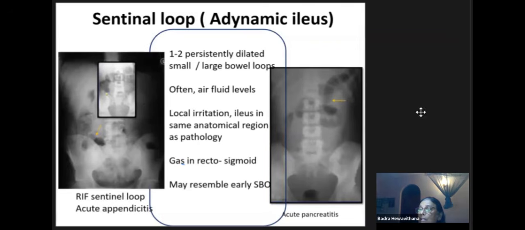As you can see here, I don't know whether it is visible. Sorry about the size of the picture. I put it here because it shows an appendicolith. The ascending colon is dilated. So in this case, the sentinel loop is the large bowel, and you see the appendicolith. So that is diagnostic of appendicitis. You don't even have to bother about doing an ultrasound scan.